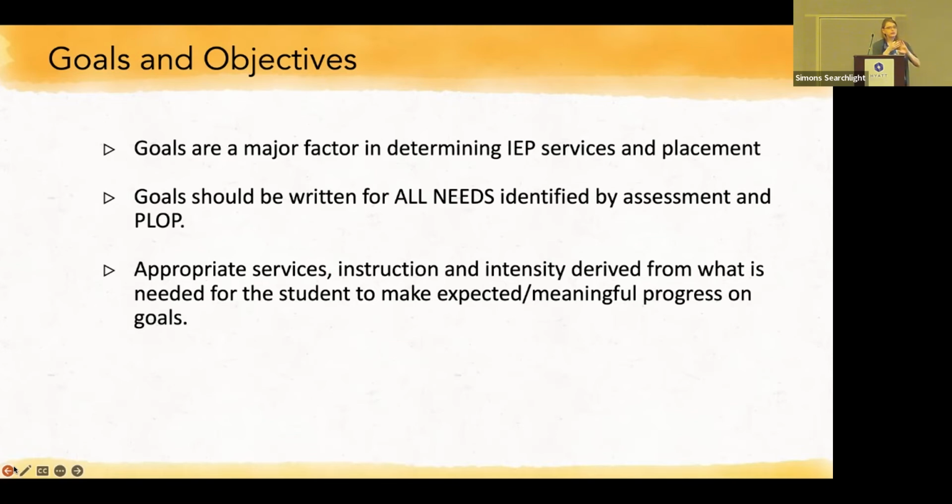Once you've got a really good comprehensive set of goals and you feel like, okay, this represents a year of being at school, I can imagine my child going to school and working on all these things, and this would fill up a day, then it's finally time to talk about what are the appropriate services, the intensity of those services, and then what's the placement, what type of classroom is going to best fit this child's needs.